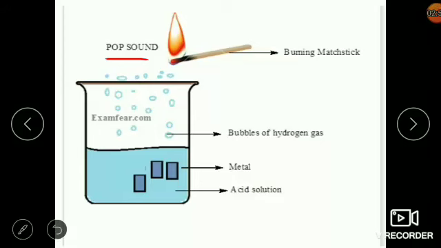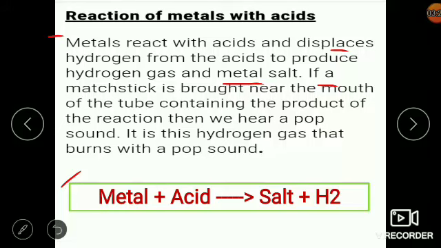In this activity, we have taken some acid solution in a beaker and dropped some reactive metal there. For example, suppose you have dropped some zinc metal. Now when the metal and acid react, they produce salt. In the aqueous state the salt will be present here, and hydrogen being a gas will come out in the form of bubbles. Now when you bring a burning matchstick and expose it to the bubbles, they burst with a pop sound, and that is called the pop test for hydrogen gas.